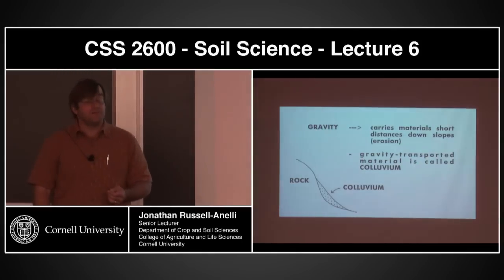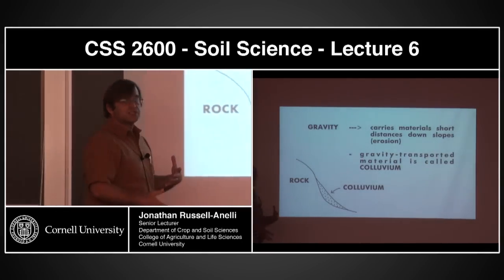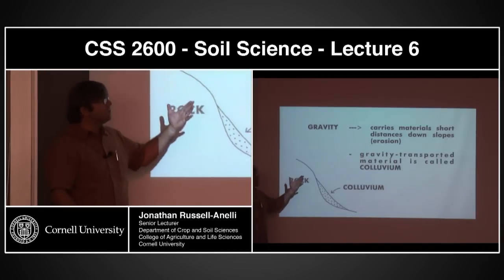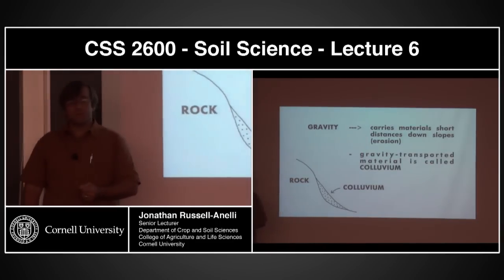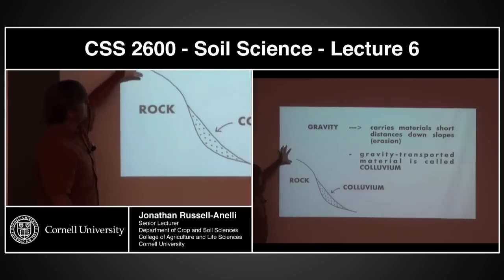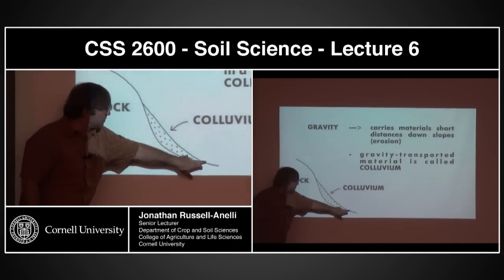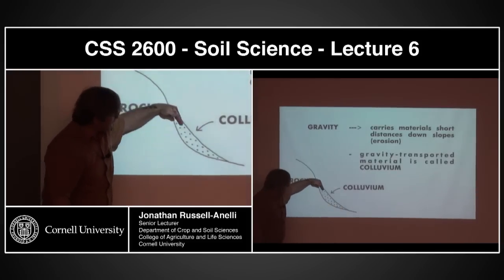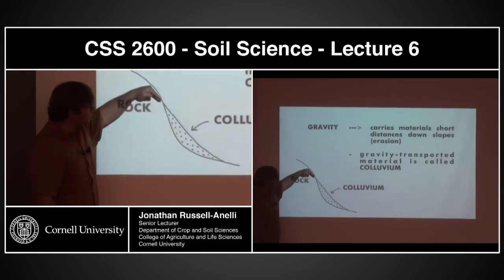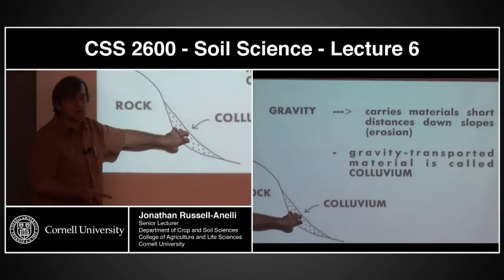Then we also have gravity. Okay, gravity carries materials short distances down slopes, basically erosion. This gravity transported material we call colluvium, and here's sort of a concept slide of it. Material that's up here, gravity pulls down and creates this deposit right here. This angle here is called the angle of repose. It's basically the angle at which the material can hold its bearing strength.